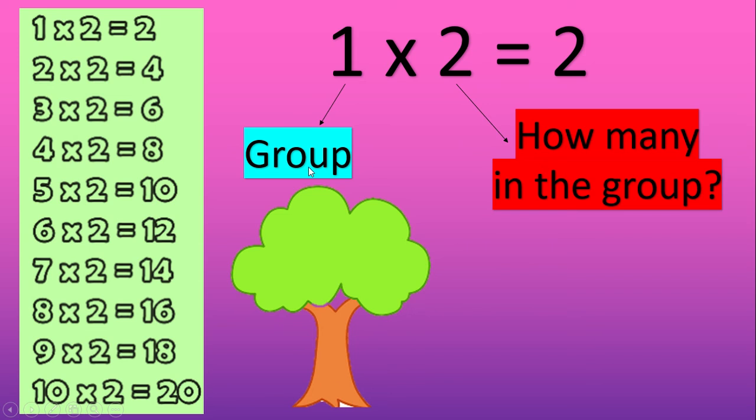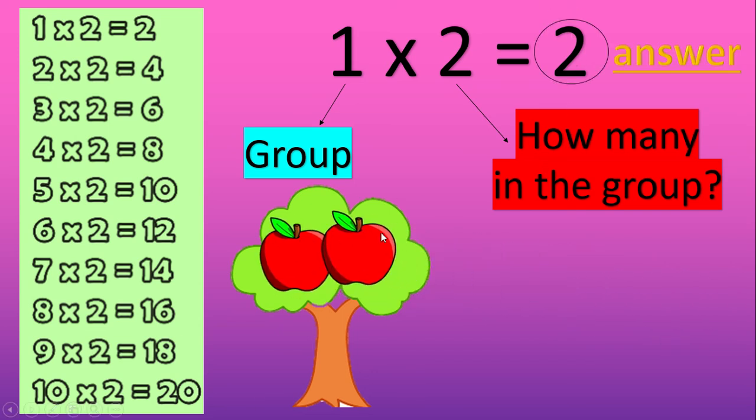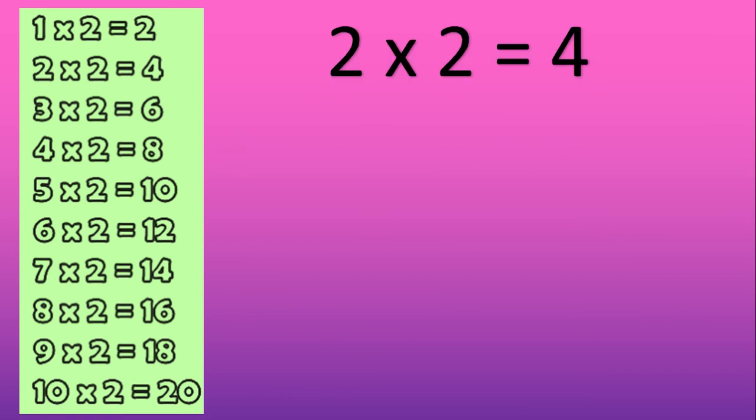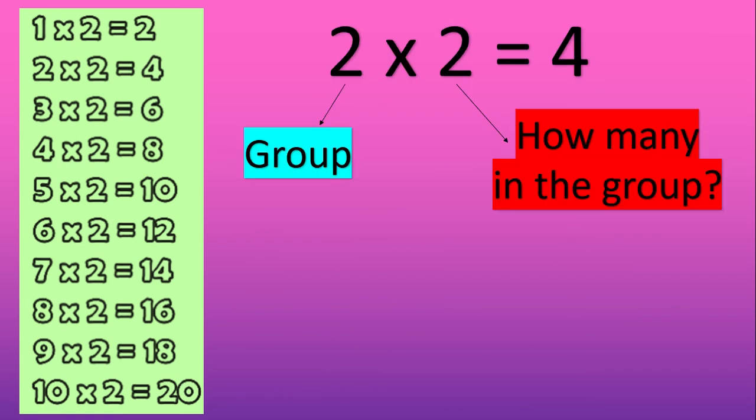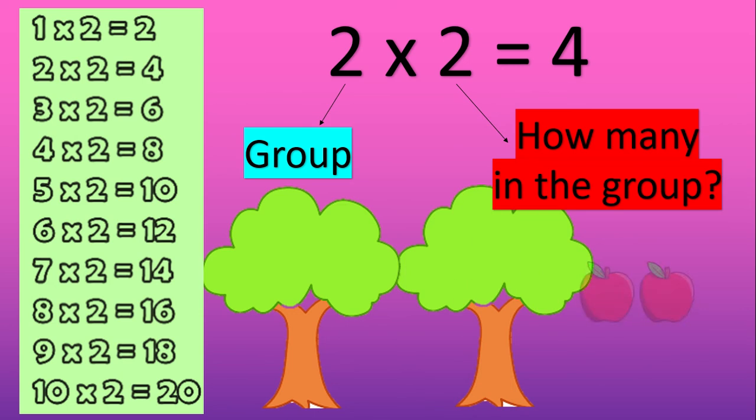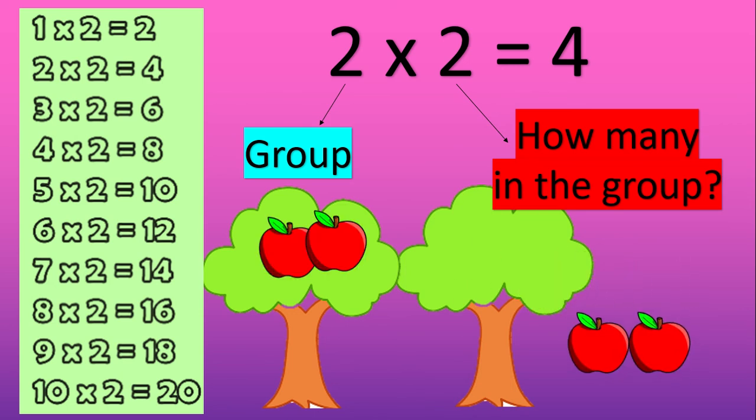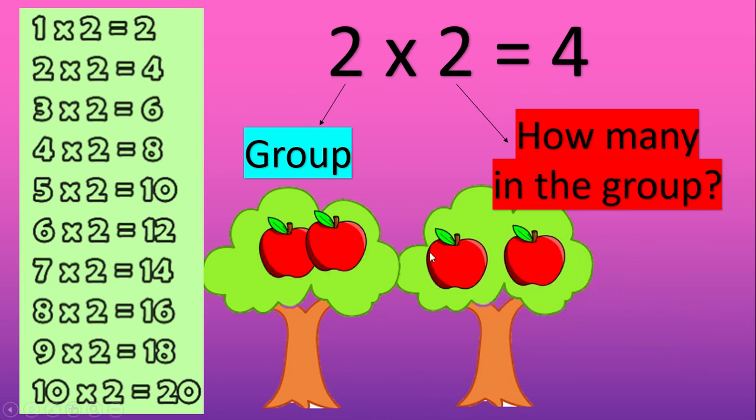So here we have one group. I'm going to say we have one apple tree. So the one apple tree has 2 apples. So one apple tree with 2 apples means I have 2 apples. That is the answer. Now, 2 times 2 equals 4, so we have to have 2 groups and 2 apples in each group. So here I have my 2 trees, and then I put 2 apples in a tree. So how many apples do I have? I have 4 apples. 1, 2, 3, 4. Therefore, 4 is the answer.